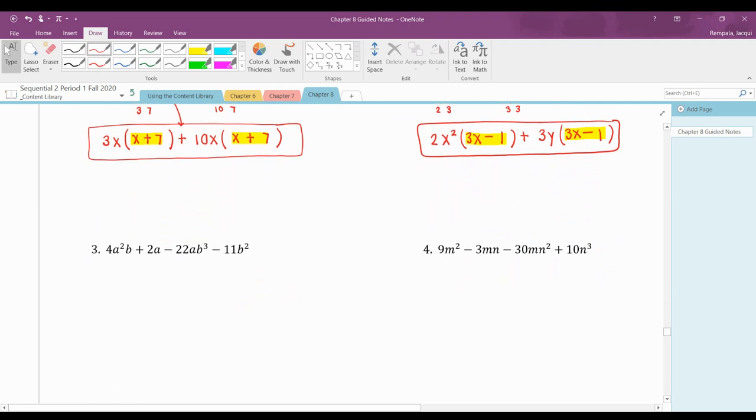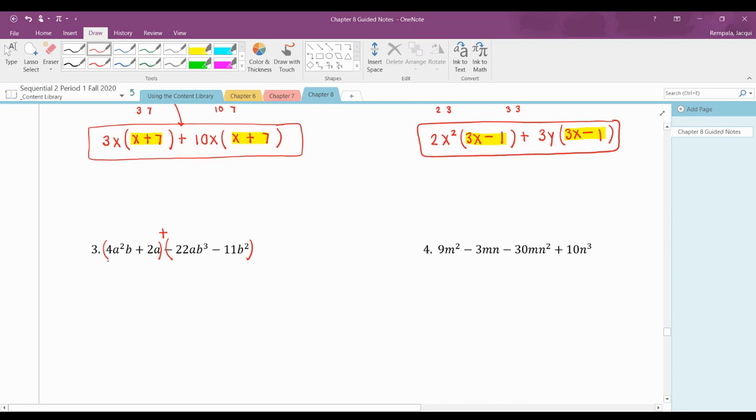Two more problems. If I have 4a squared b plus 2a minus 22ab to the third minus 11b squared, I'm going to group the first two terms, and I want to group the second two. But notice that what I see is not an addition sign. I see a subtraction sign. So I actually need to group the negative with that 22, and I have to put my own addition sign in between those parentheses. Okay, so I need a plus sign breaking up the parentheses. Let's start with the first two terms.